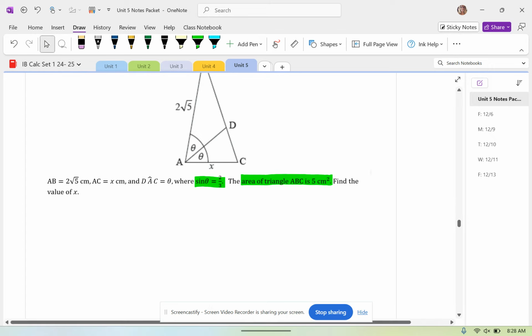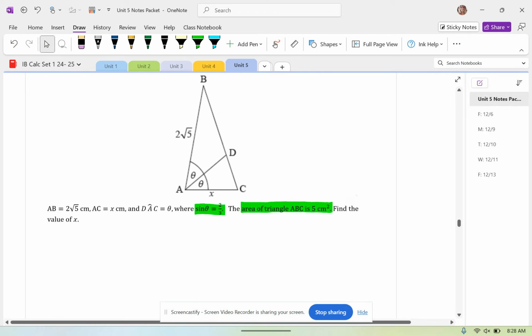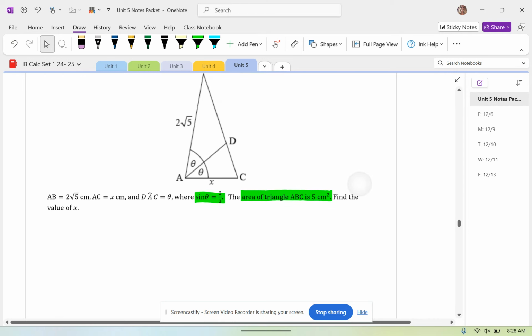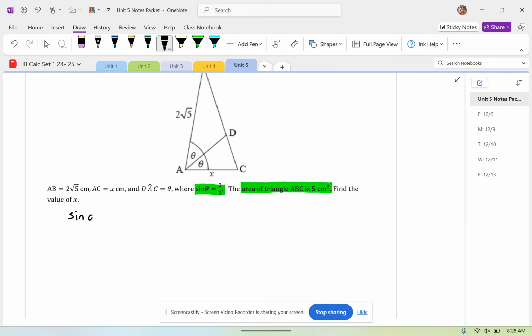Okay. So they gave me the sine of theta is equal to 2/3. So I feel like the sine of theta equals 2/3 is a great place to start. I see that that is isolated in this tinier triangle down here. So A is here, theta is here, x is here, D is here, and C is here. So the sine of theta would be 2/3.